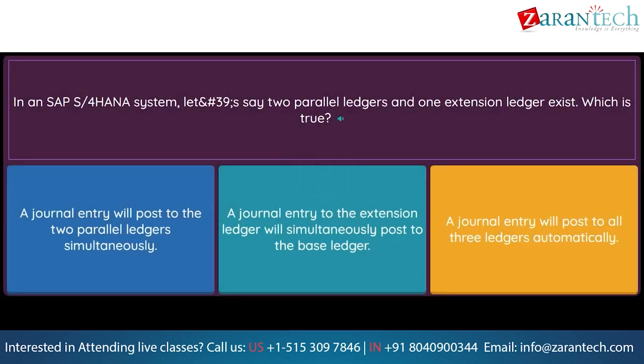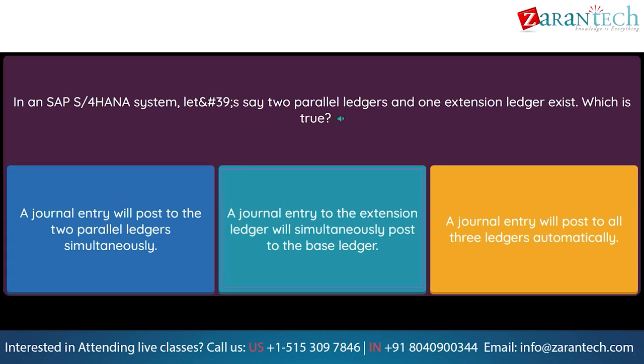Question: in an SAP S/4HANA system, two parallel ledgers and one extension ledger exist. Which is true? Option 1, a journal entry will post to the two parallel ledgers simultaneously. Option 2, a journal entry to the extension ledger will simultaneously post to the base ledger. Option 3, a journal entry will post to all three ledgers automatically.